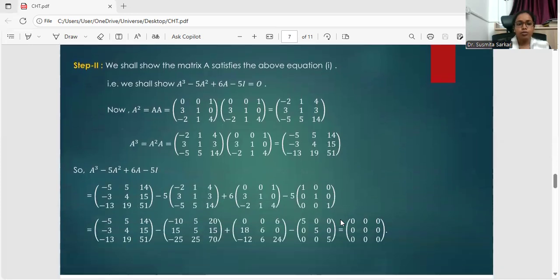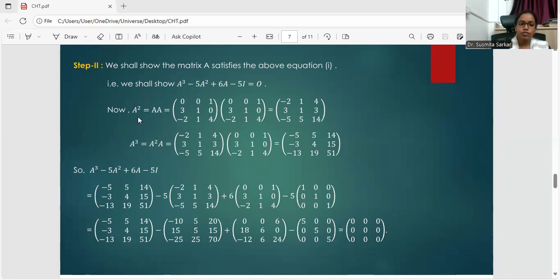Now step 2. You know that every square matrix satisfies its own characteristic equation by the Cayley-Hamilton theorem. So A³ − 5A² + 6A − 5I₃ = 0. Here 0 is the 3 by 3 zero matrix. Now to verify the Cayley-Hamilton theorem, first find A³.